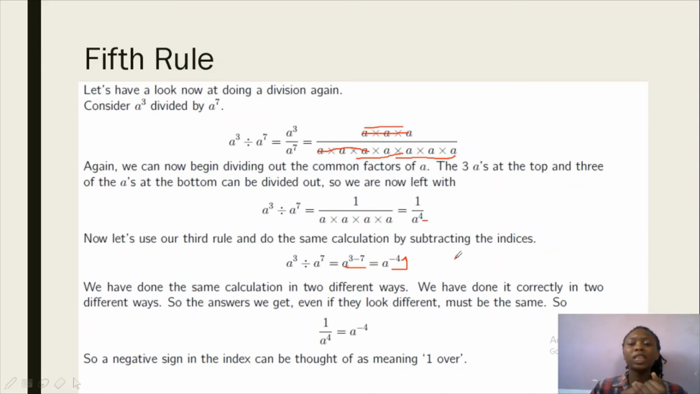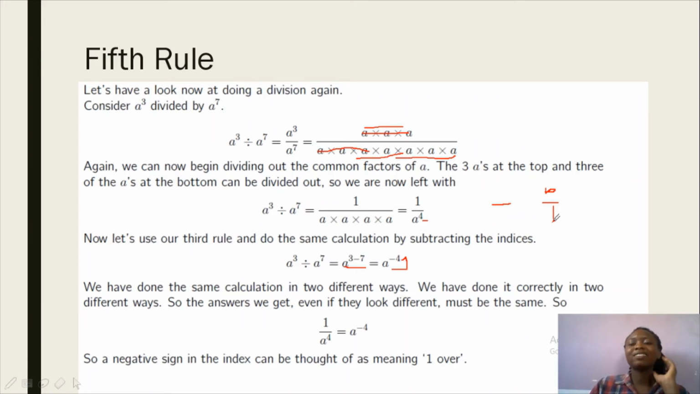So from this was how the fifth rule came into being. The fifth rule is now telling us that if we have any number raised to a negative exponent, just find the inverse. Don't forget, anything standing alone has a hidden 1 beneath it. Everything is over 1. I am over 1. You are over 1.